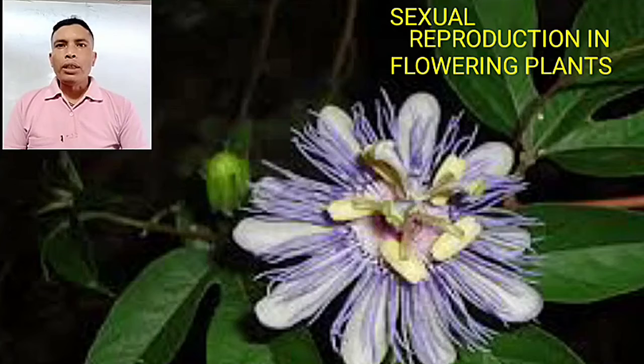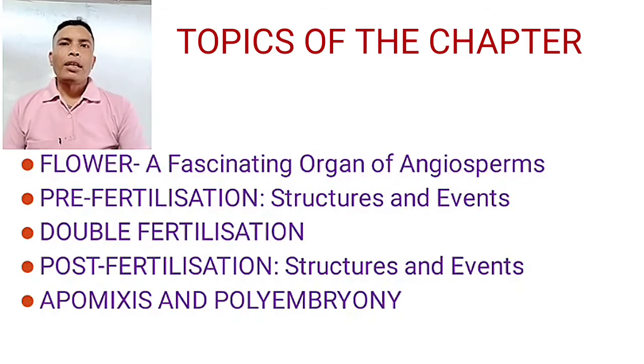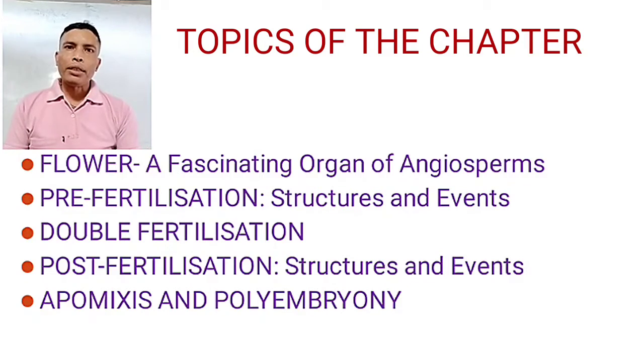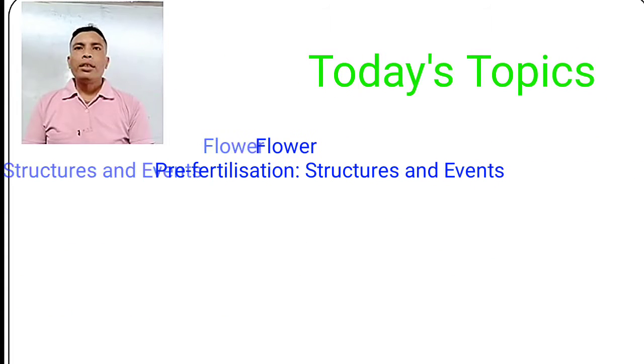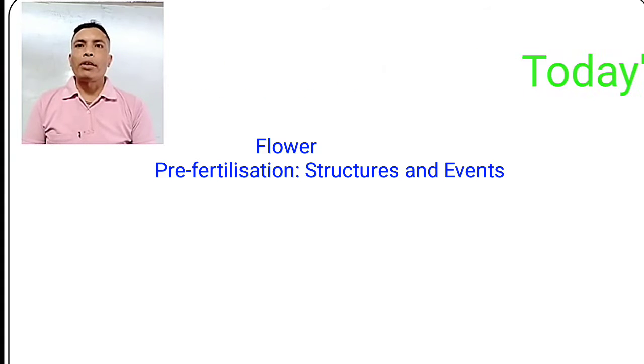The important topics to be learned in this chapter are flower, a fascinating organ of Angiosperms; pre-fertilization, structures and events; double fertilization; post-fertilization, structures and events; apomixis and polyembryony. These are the topics which we are going to learn in this chapter. Now let me tell you about flowers and a few parts of pre-fertilization, structures and events in flowering plants.